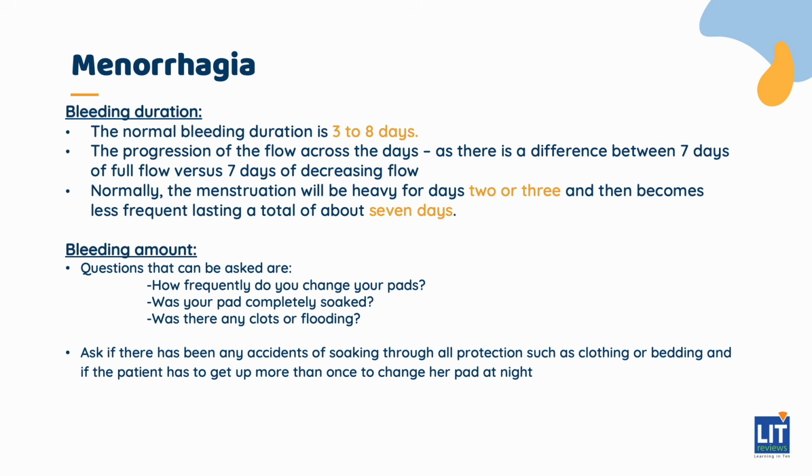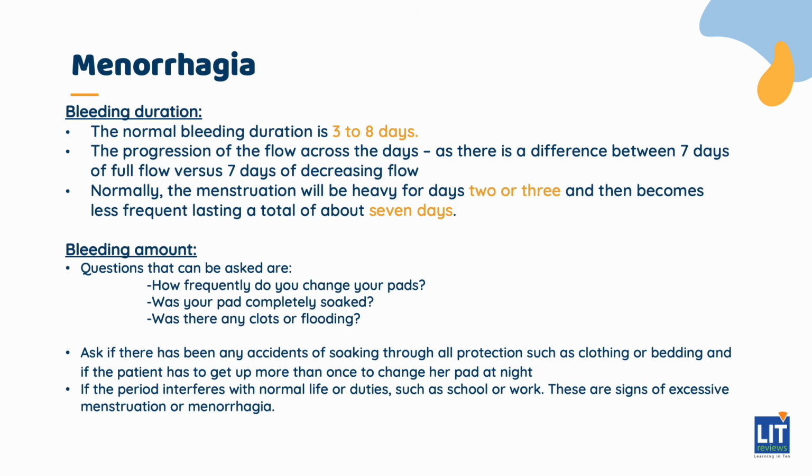Also ask if there has been any accidents of soaking through all protection, such as clothing or bedding, and if the patient has to get up more than once to change her pad at night. Ask if the period interferes with normal life or duties, such as school or work. These are all signs of an excessive menstruation or menorrhagia.